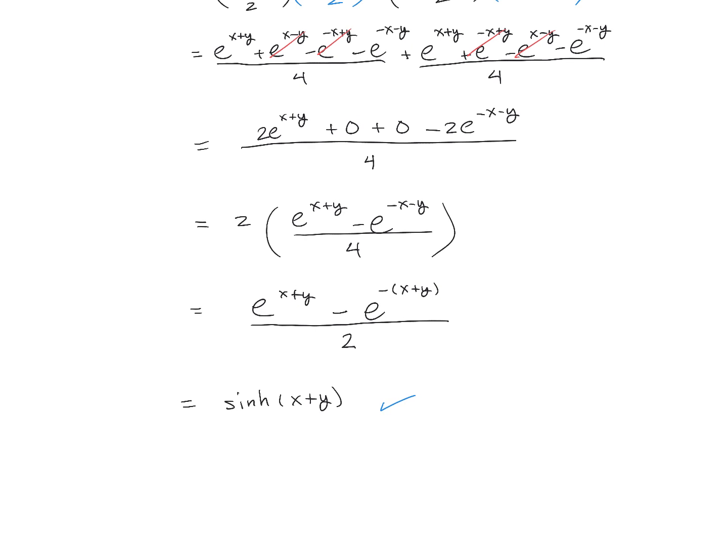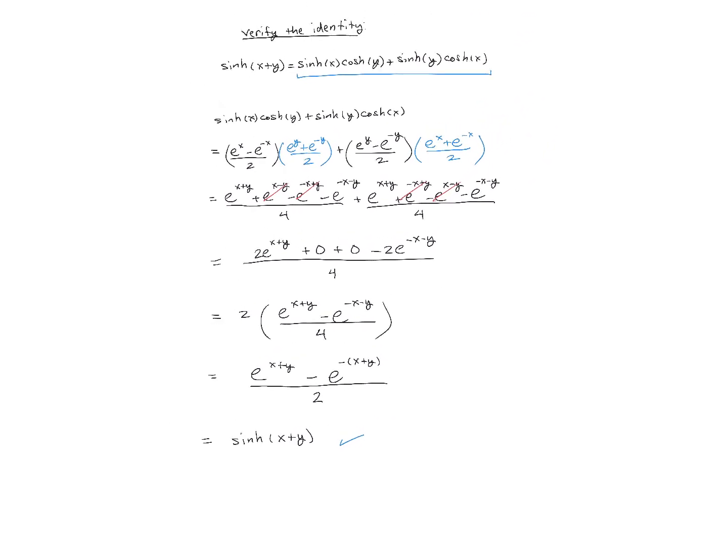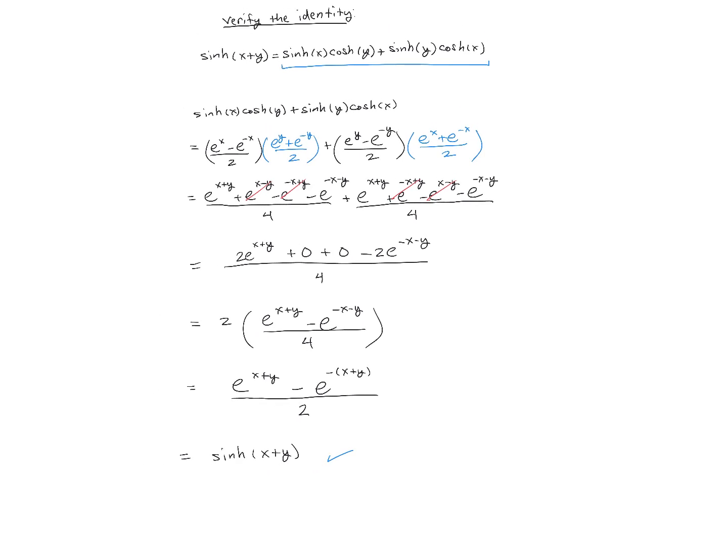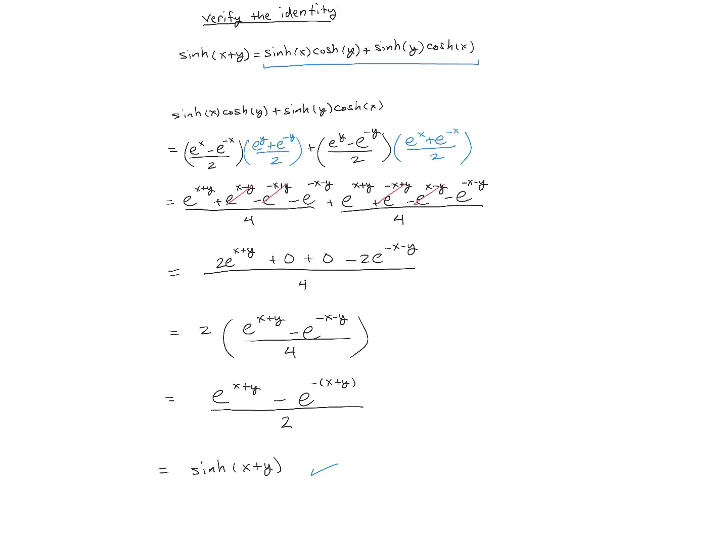So if we now review our verification process, we started with the right-hand side and showed that it equals the left-hand side by a chain of equalities. And that is our verification that the hyperbolic sine of x plus y is going to be the sinh of x cosh of y plus the sinh of y cosh of x.